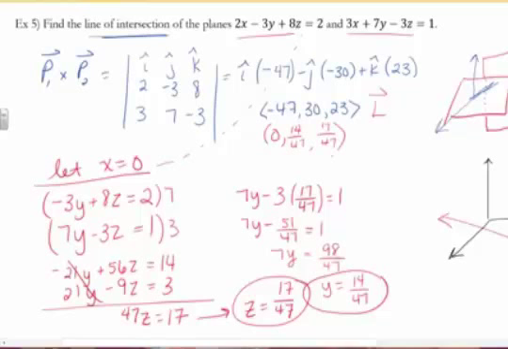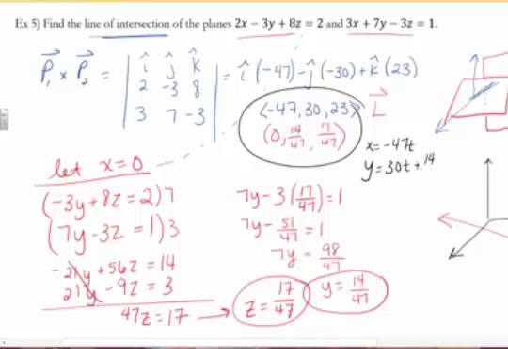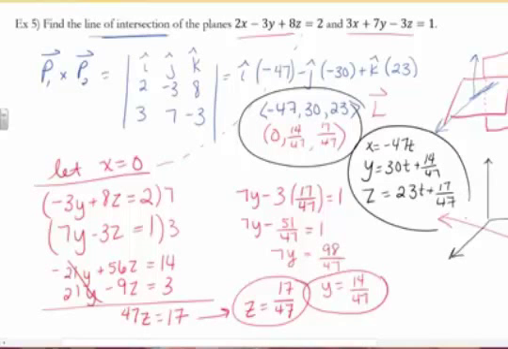And now that I have all that, I can finally write the equation of the line, which is going to be x equals negative 47t plus 0, y equals 30t plus 14/47, and z equals 23t plus 17/47. Whew. So that is how you find the equation of a line where two planes intersect. We've done a lot today.